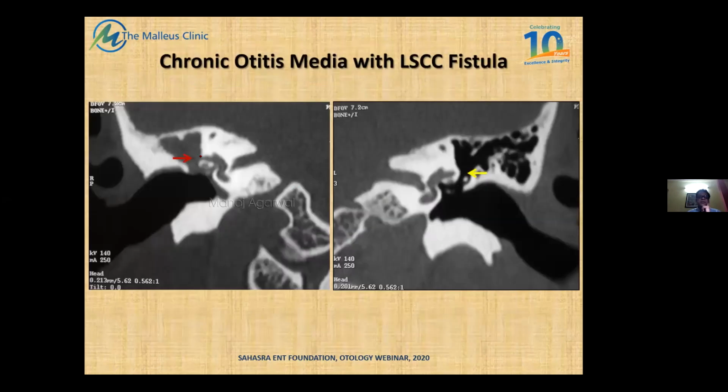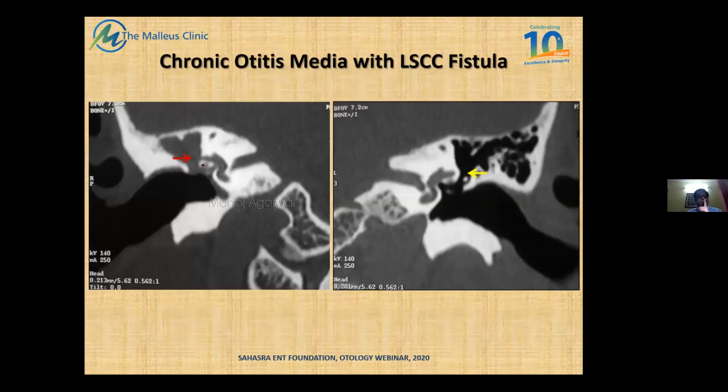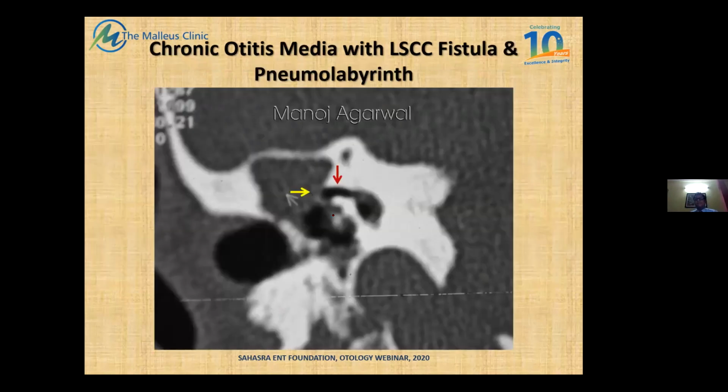compared to this patient, right? So a patient with a pneumolabyrinth has a higher chance of being vertiginous. I'm not saying that this patient cannot be vertiginous. In fact, this patient was vertiginous. This patient did have a sudden deterioration of hearing, but it is not gospel truth. If this fistulous communication is very small, the patient might not have overt symptoms of the fistula, but this patient has a much higher chance of having vertiginous symptoms along with other inner ear symptoms.